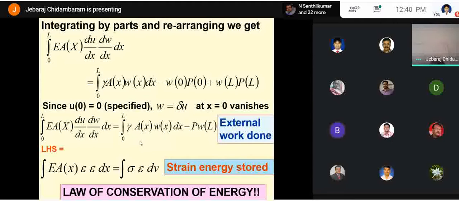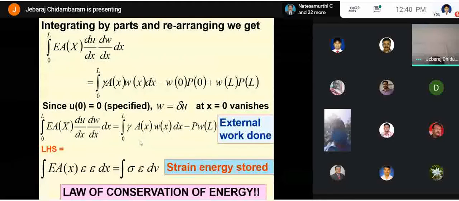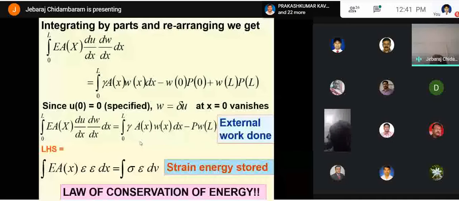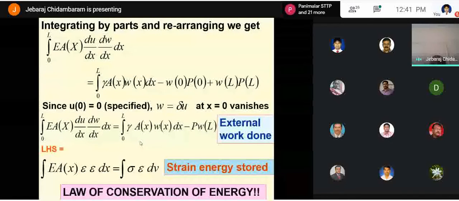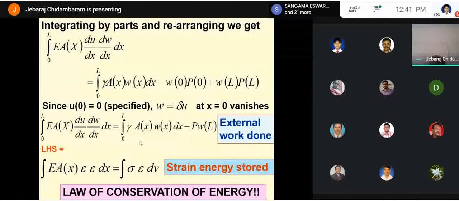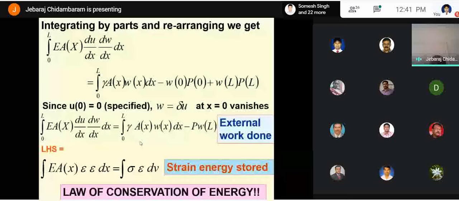Now, what has the equation now become? The strain energy stored equal to work done. If it clicks in your mind, in a system, the law of conservation of energy says that when it is subject to external load, the energy stored inside the system is equal to work done outside the system. It's called the law of conservation of energy.